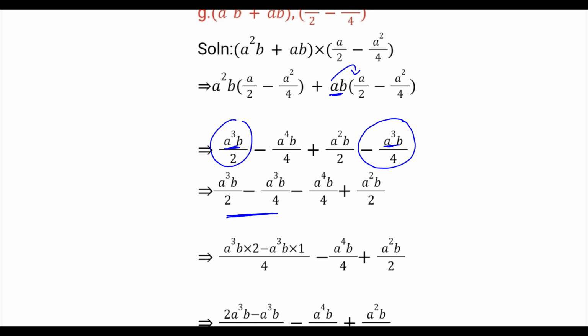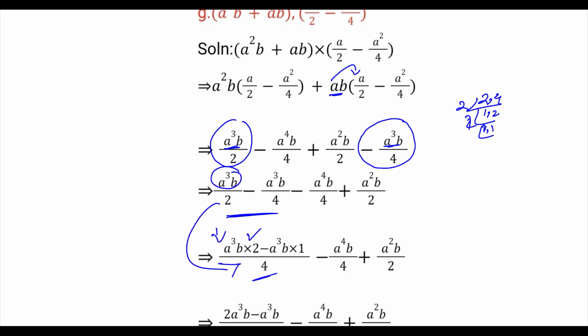So now if I try to find the LCM of this 2 and 4, 2 ones are 2, 2 2s are 4, and then 2 one time, right? So our LCM is going to be 4. What is the numerator? I have a cube b, so I've written it down. 2, how many times are 2?